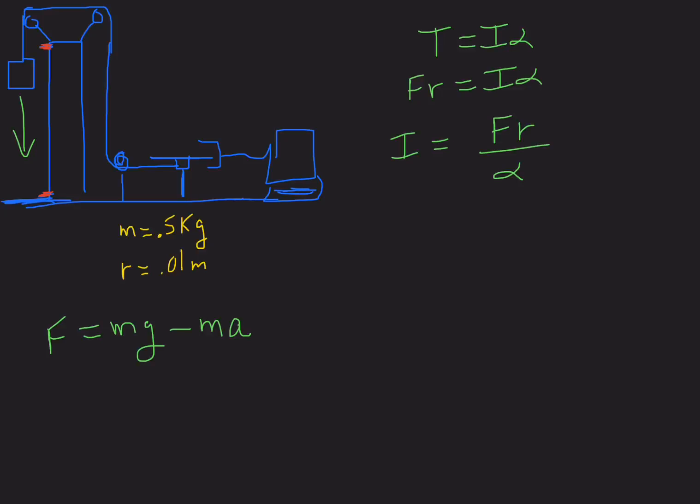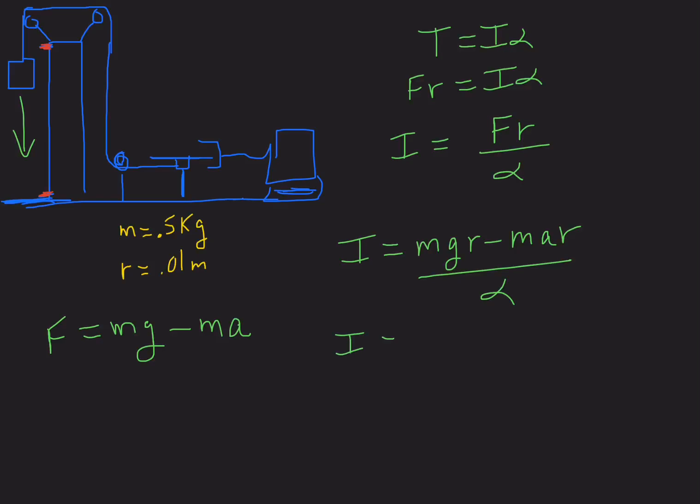So I have now I equals, and I'm going to put this force in for F, and I'm going to multiply it by R. So I'm going to distribute the R through there. So it's going to be M times G times R minus M times A times R, all over alpha.